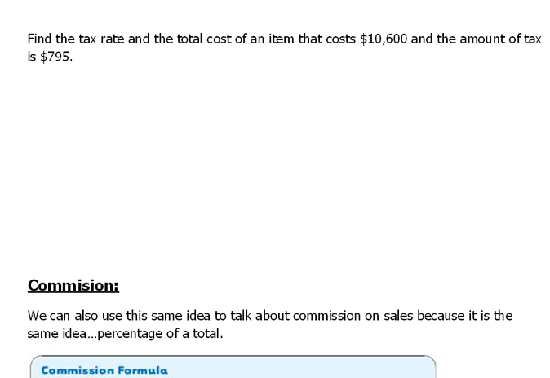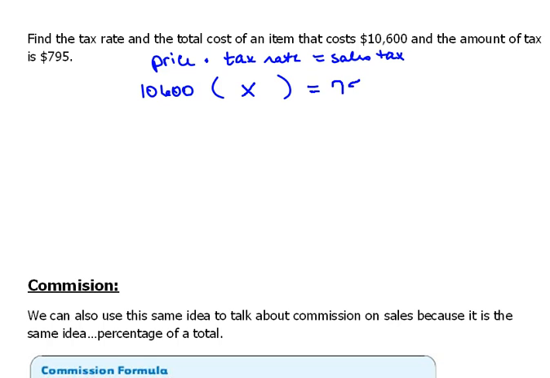Okay, here they're asking us to find the tax rate and the total cost of an item that cost $10,600 and the amount of tax is $795. Well, again, if we go from our same setup where the price times the tax rate equals the sales tax, we can fill in what we know and solve for what we don't. The original price of the item was $10,600. The tax rate we don't know right now, so we're going to leave that as an unknown, x. Equals our sales tax, which is $795.